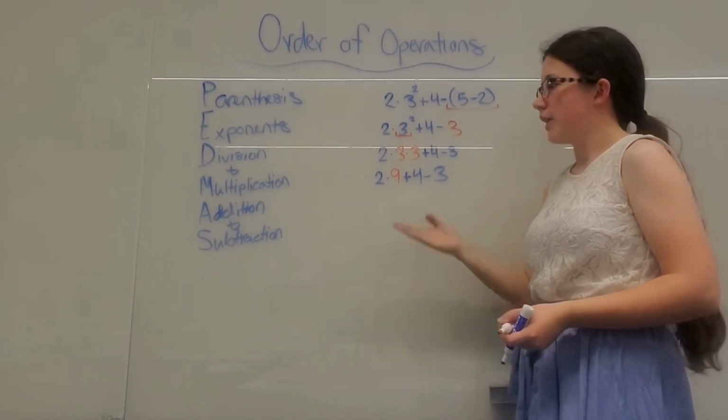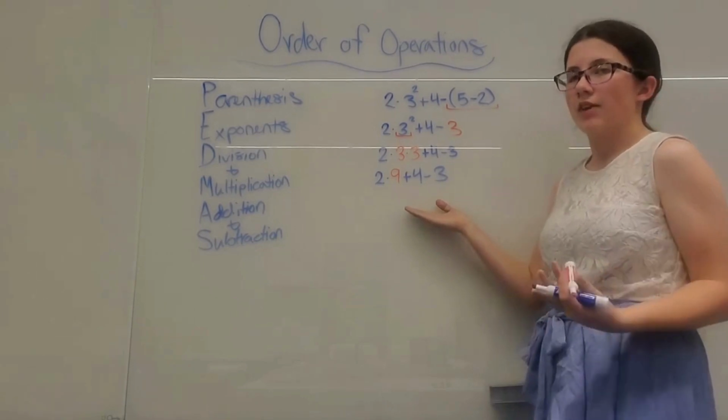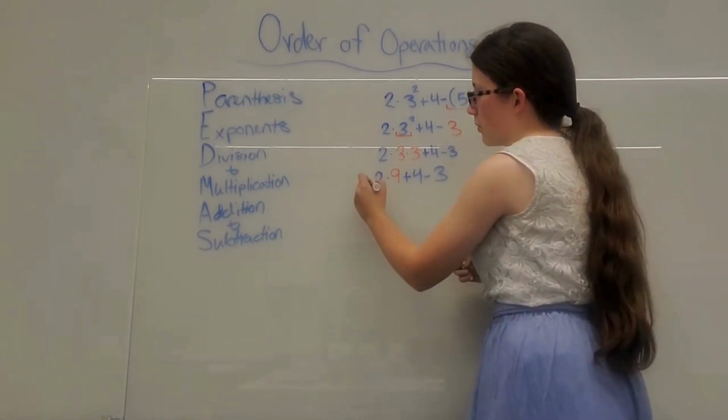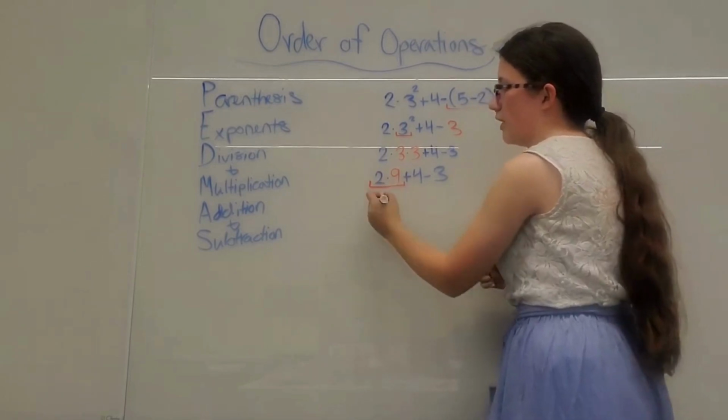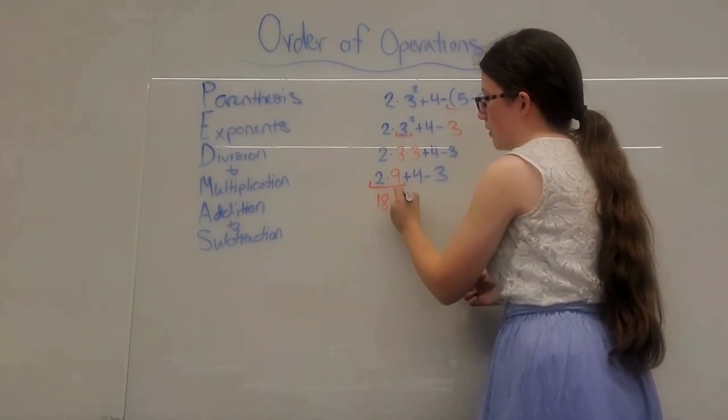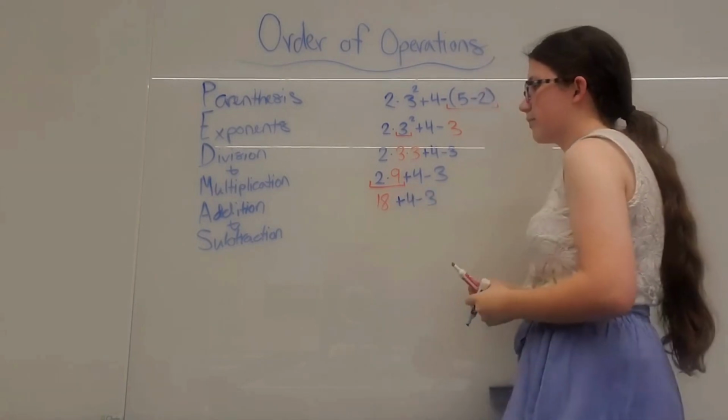So, now that we're done with exponents, we can move on to our next one, division and multiplication. Well, in this equation, we don't have any division, but we do have some multiplication, so we can solve that. Our multiplication is right here, 2 times 9, which is 18. Then we have our plus 4 minus 3.